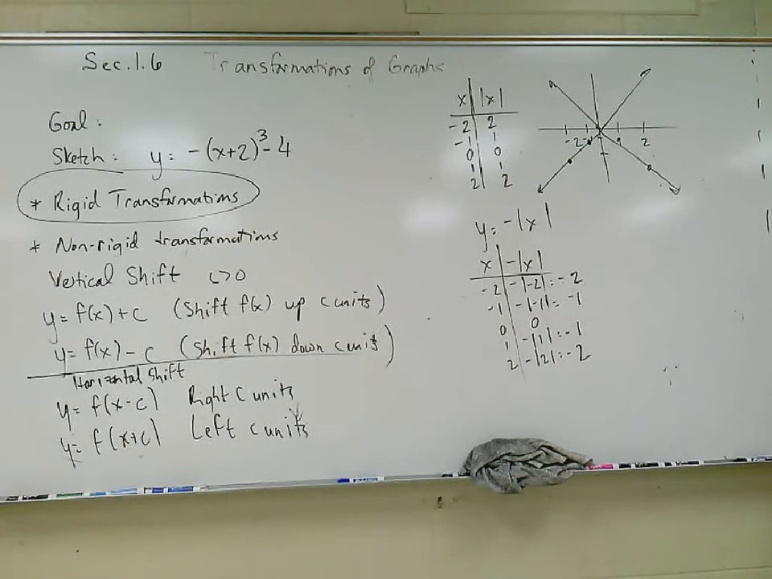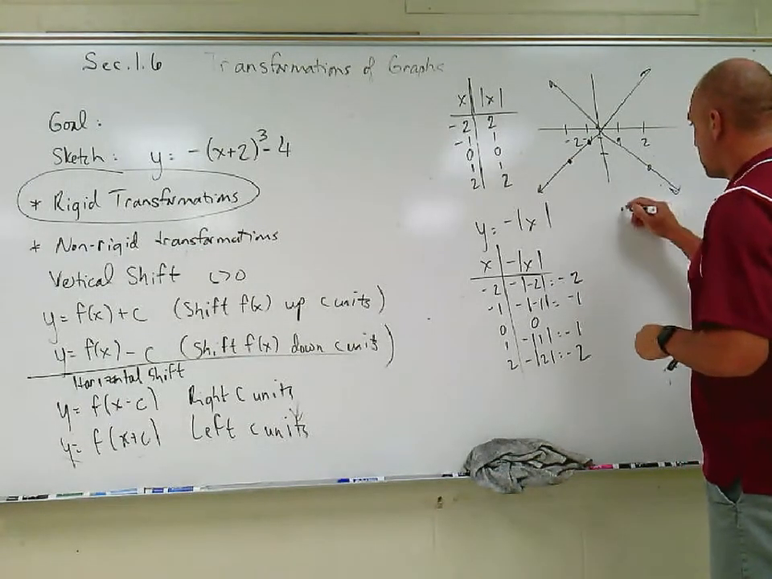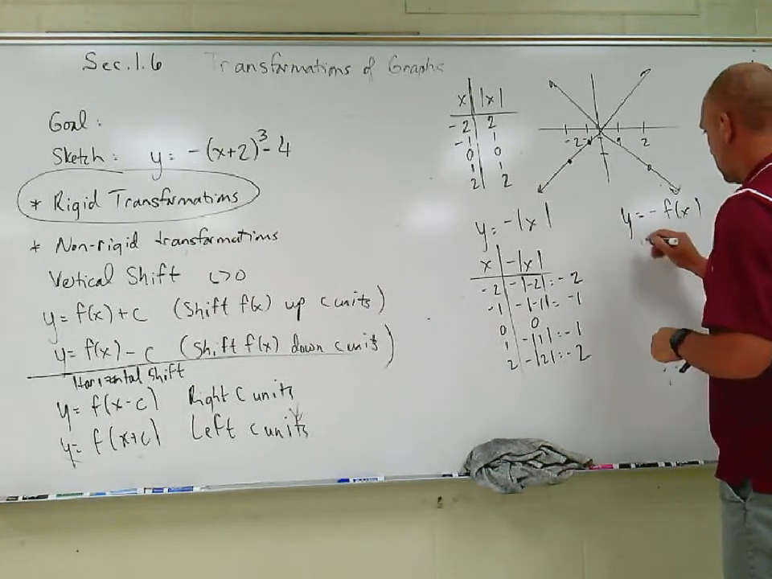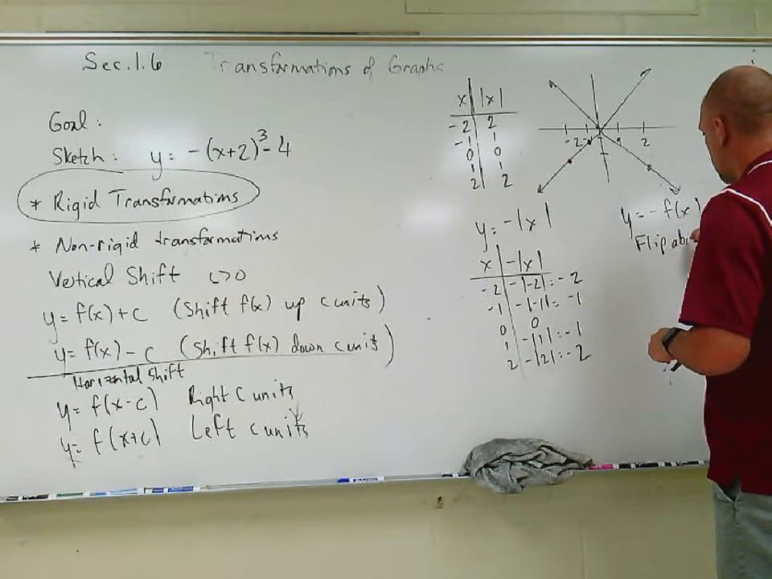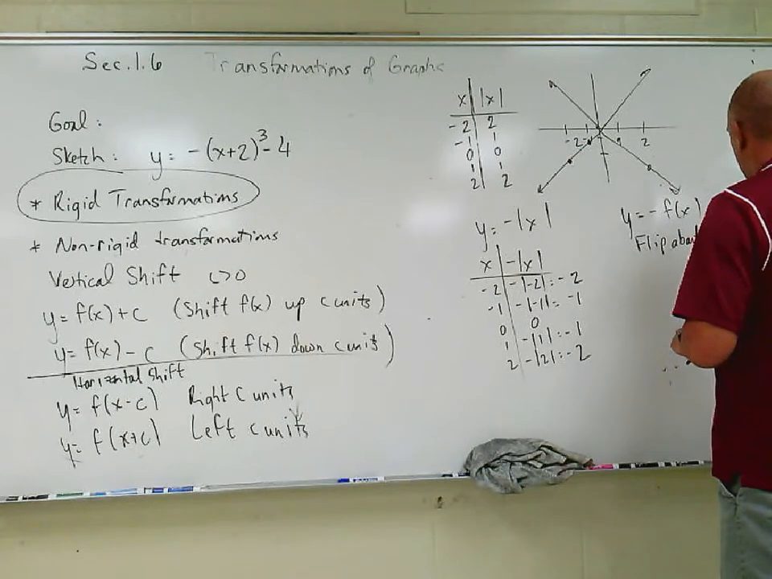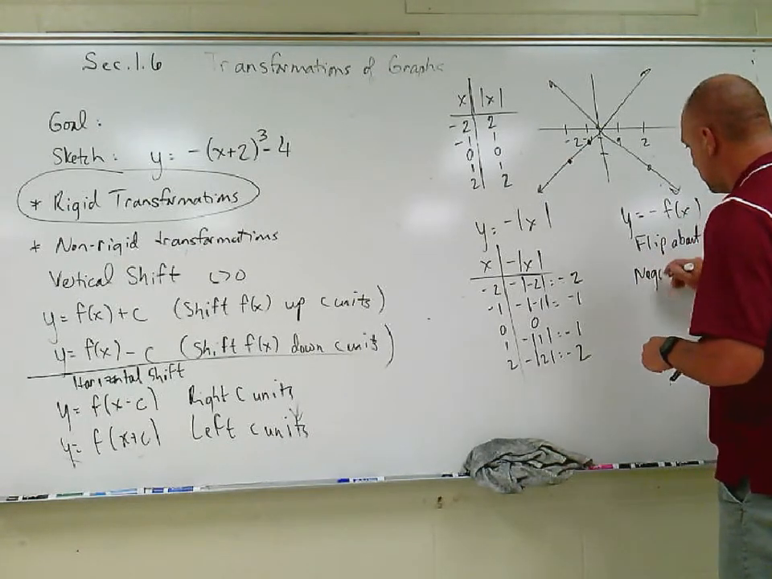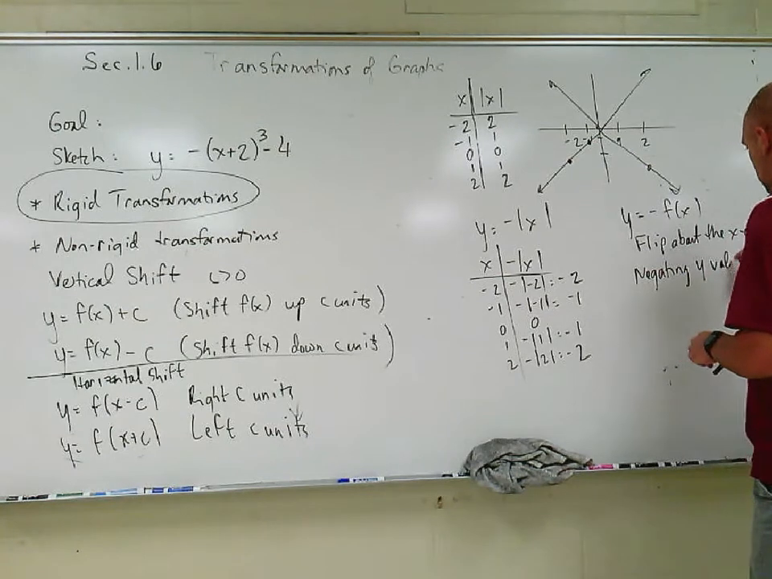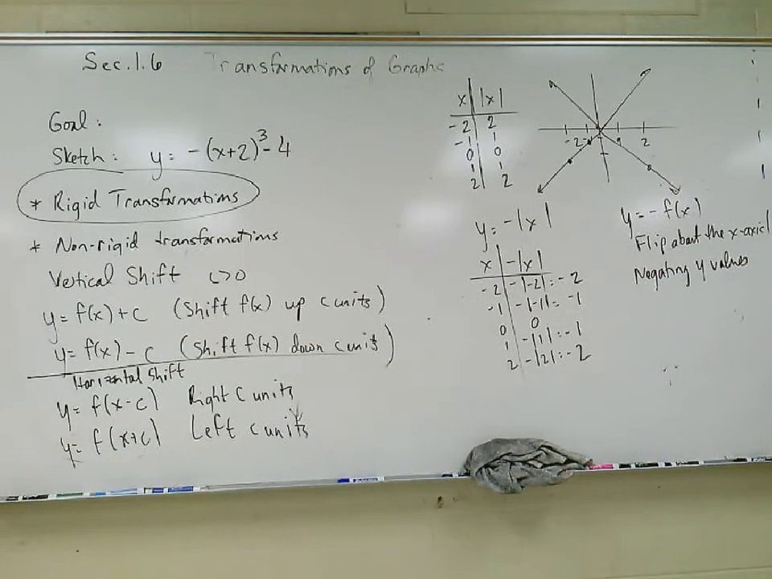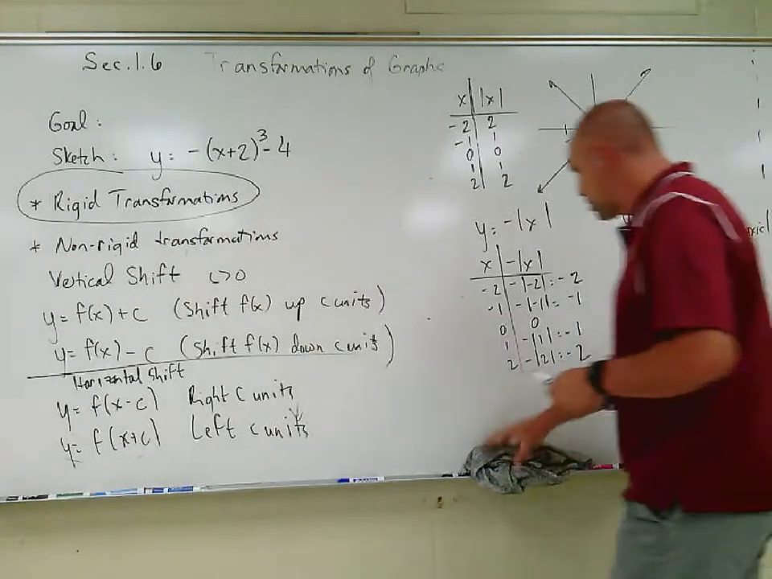It's flipping or reflecting about the x-axis. I like to call it rotisserie chicken. Like a chicken rotating like that. Okay? So how do we know that's going to happen? What's the indicator? The negative is located where? In front. So anytime you have negative in front, it's going to flip about the x-axis because we are negating y values. We're negating y values.